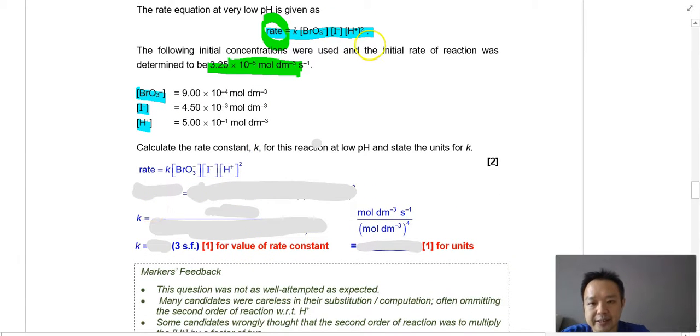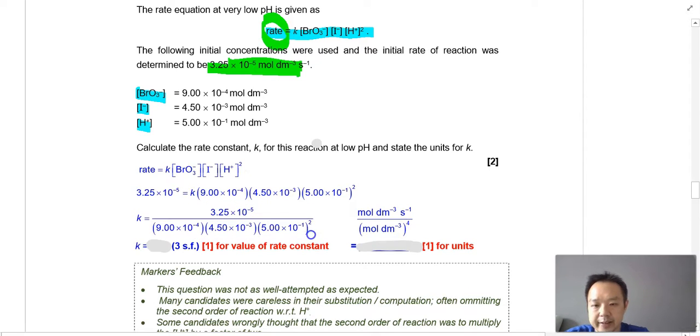Alright, it's very, very sad that many of you cannot read the question carefully. It's H plus to the power of 2. Alright, so you need to substitute in your values correctly, key in your calculator correctly. And you should get 32.1, not 16.0. Those of you who got 16.0 is because you forgot to square your H plus concentration.